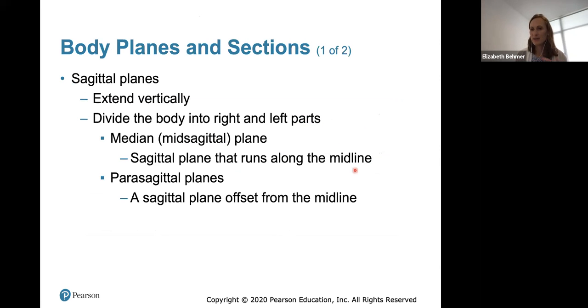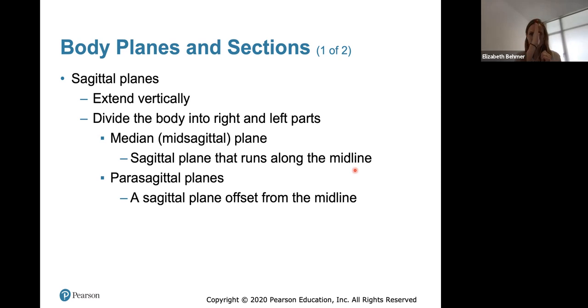Then we get to body planes and sections. Sagittal planes are planes of the body that divide the body into different halves. This helps radiograph technicians see what they're looking at inside the body. Sagittal planes extend vertically, so they separate the body into right and left parts.